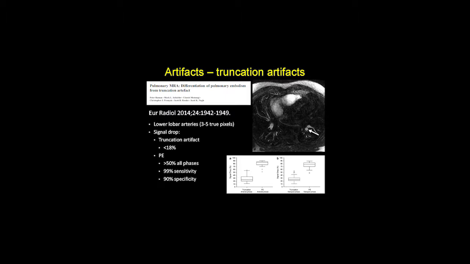Nice study published by Peter Vanas a couple years ago compared truncation artifact to true PE, and you can use the relative signal drop and the persistence of that signal drop to try and differentiate between truncation artifacts and real PE. True PE have much lower signal than the truncation artifacts that you can see.